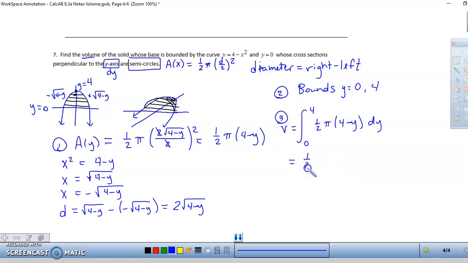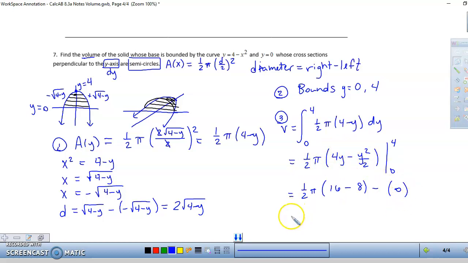Okay, welcome back. So you can take out the 1/2 pi, and then we're going to integrate with respect to y. So there's the integration, and we're going to evaluate from 0 to 4. So I'm going to plug in my 4. So 4 times 4 is 16. 16 divided by 2 is 8, minus, and then when I plug in 0 minus 0, that's going to be 0. So that piece of it is just going to be 0 times 1/2 pi, so that's just 0. That doesn't matter. So now I have 8 divided by 2, which is going to be 4 pi.